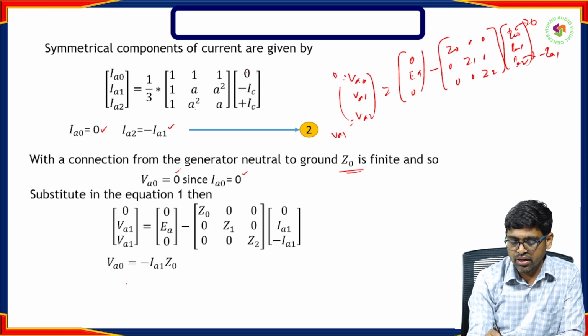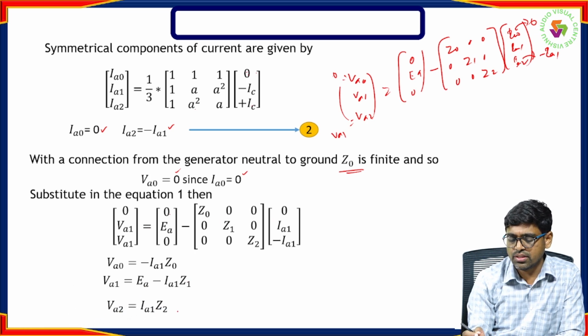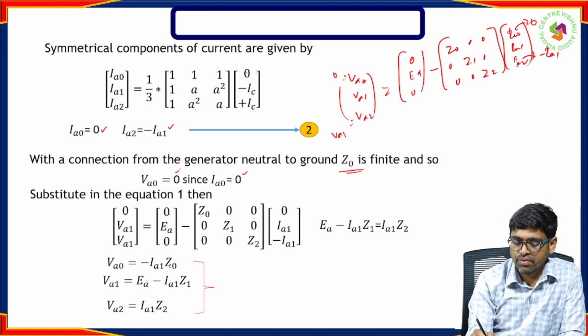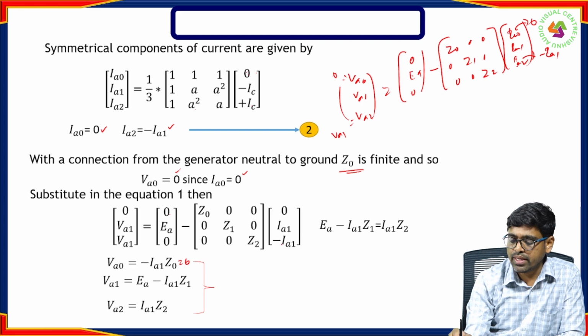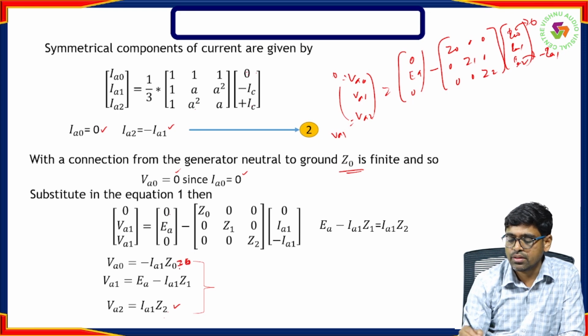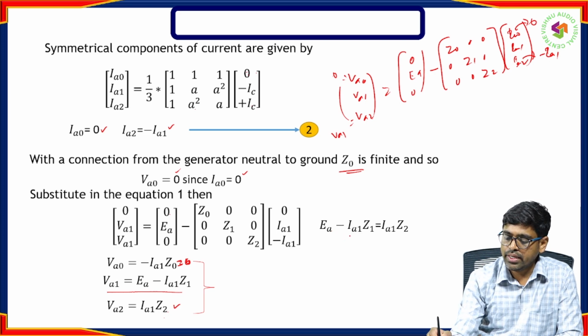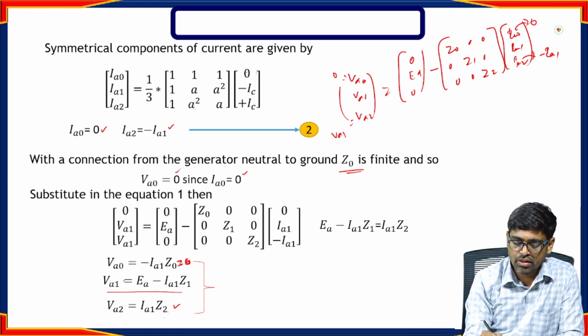So we can get VA1 equal to EA minus IA1 Z1, and VA2 is this one. From this relation VA0 is 0, and VA2 equals minus into minus, plus IA1 into Z2. From equation 2, you can see that VA1 equals EA minus IA1 into Z1, and VA1 equals VA2.